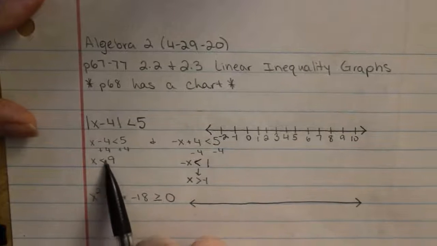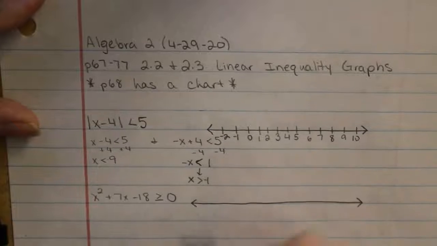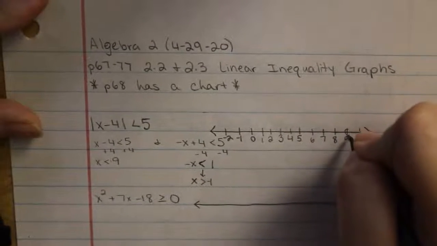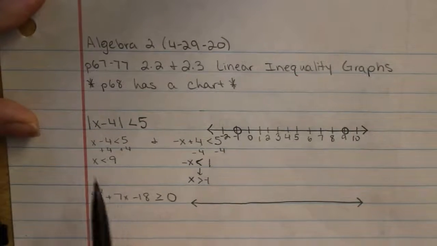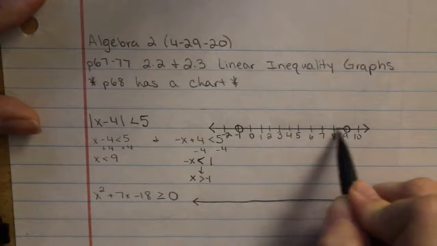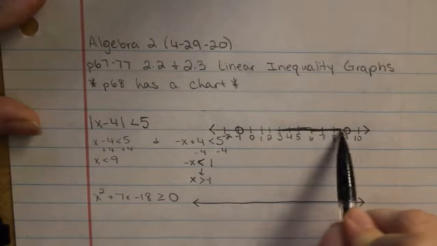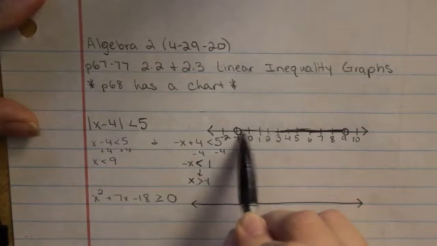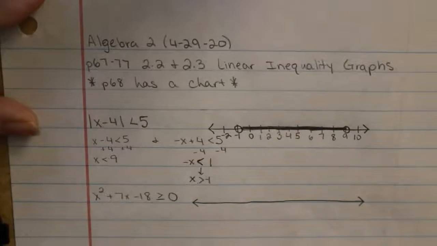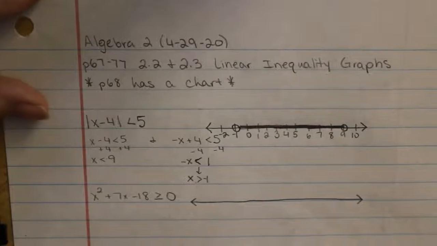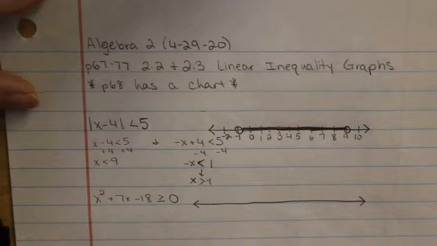Since these two right here are greater than and less than signs, there's no equal underneath them, so they are going to be an open circle on 9 and an open circle on negative 1. Now I just need to pay attention. x is less than 9, so it's going to go this direction. But it is greater than negative 1, so it's going to go this direction, which means they're going to connect in the middle. Most absolute value inequalities are going to look somewhat similar to this.